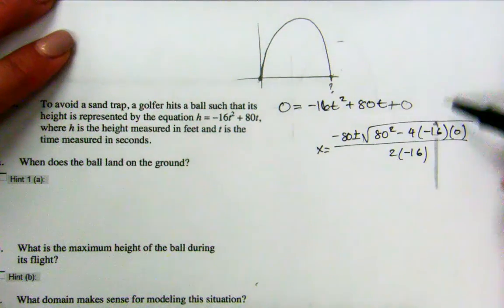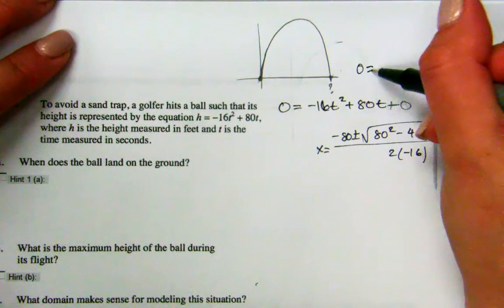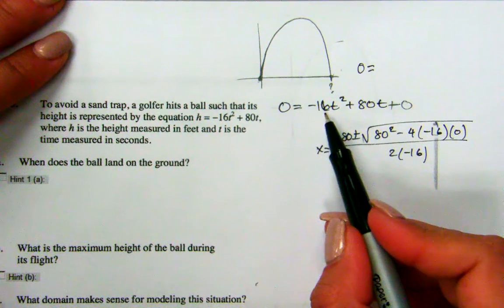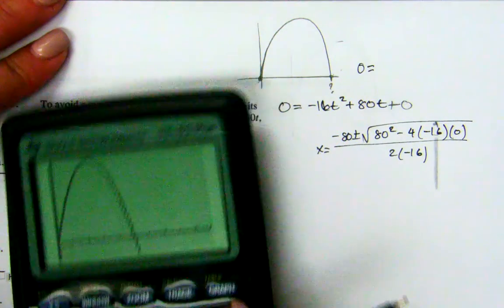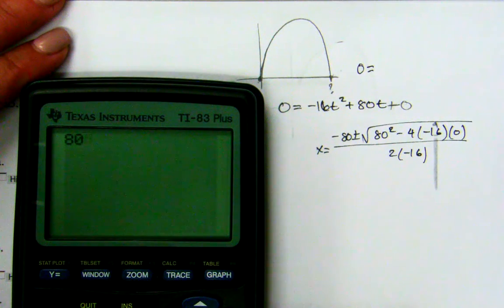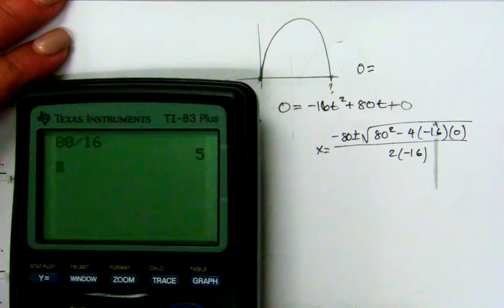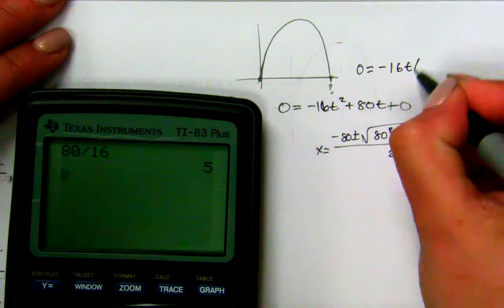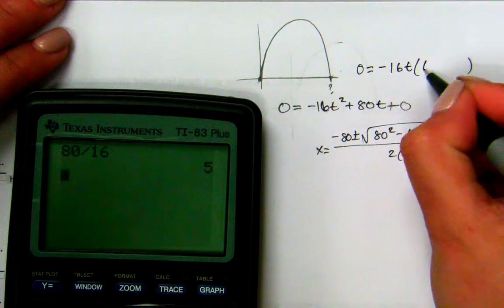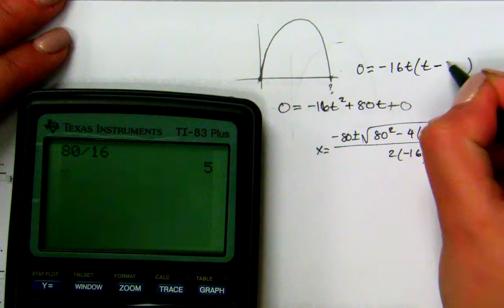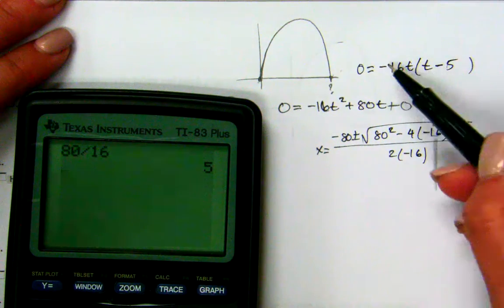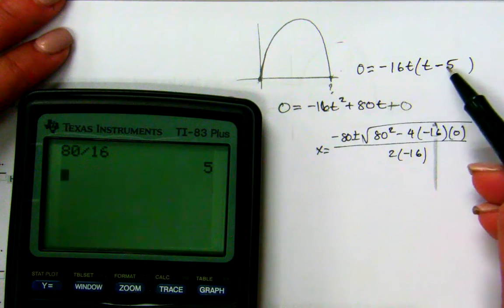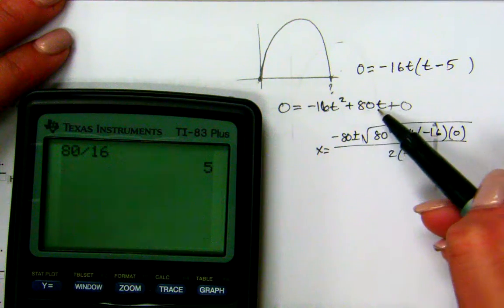Factoring would look like this: I'm going to take out a t first of all, and then negative 16 and 80. Do they have anything in common? Is 80 divisible by negative 16? Or divided by 16 in general? Hey, it is. Okay. So I'm going to take out negative 16t. And I should be left with t minus 5, because negative 16t times t is negative 16t squared. Negative 16t times negative 5 is positive 80t.